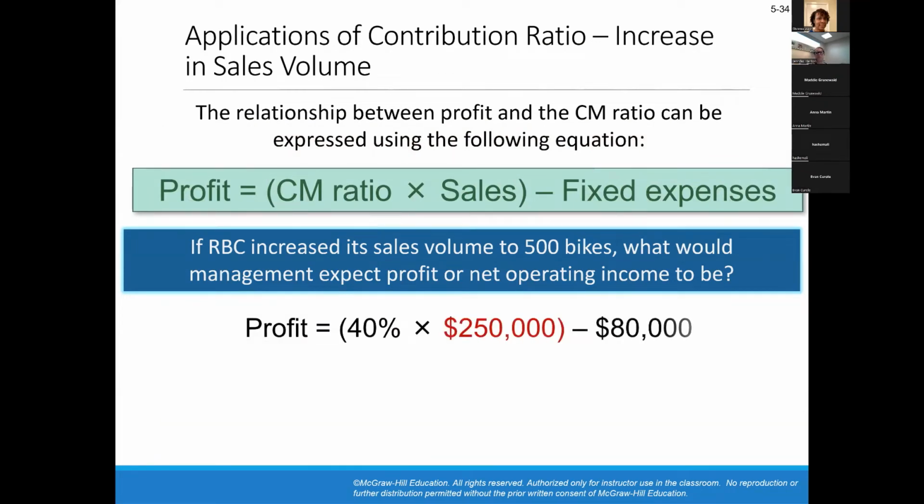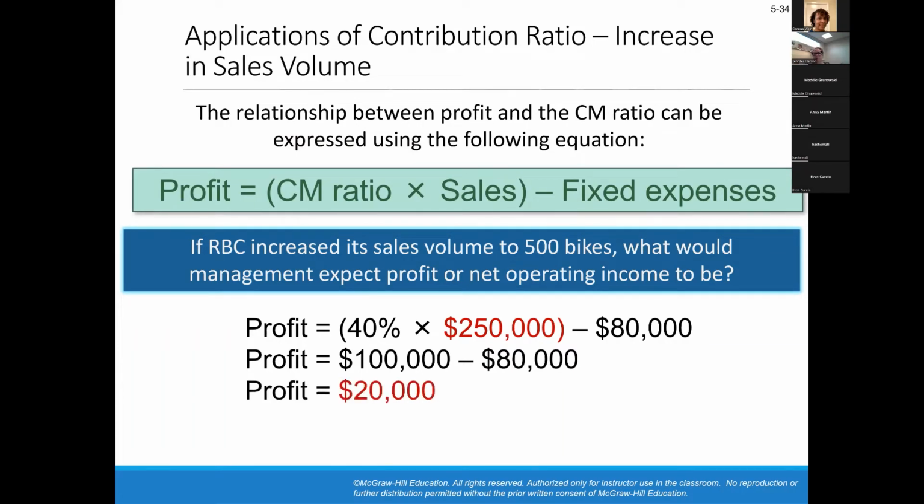All right, so we're going to look at the relationship between the profit and the contribution margin ratio, and how it can be expressed in the equation below. Profit equals contribution margin ratio times the sales, less fixed expenses. So we have 500 bikes in sales volume, and it asks, what would management expect profit or net operating income to be?